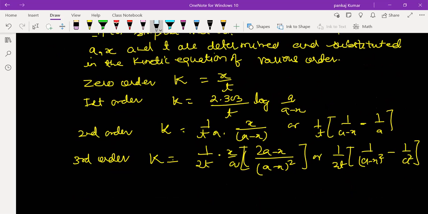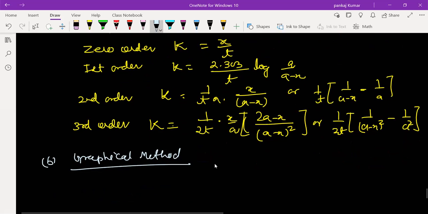Second, we can use the graphical method to find the order of the reaction. In the graphical method, the respective rate laws are used. There are four graphs here.